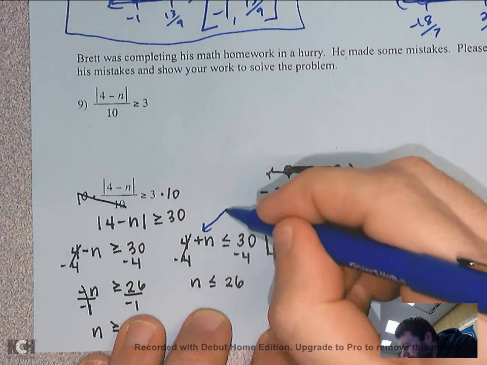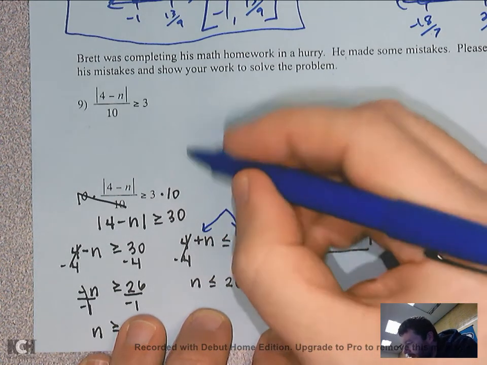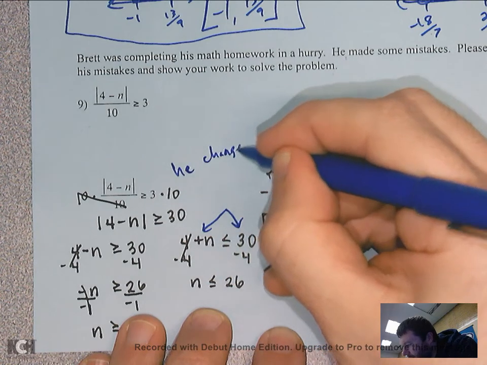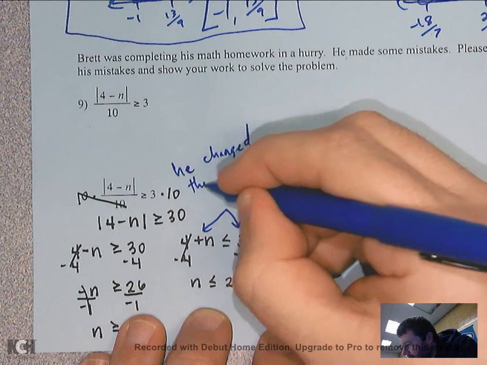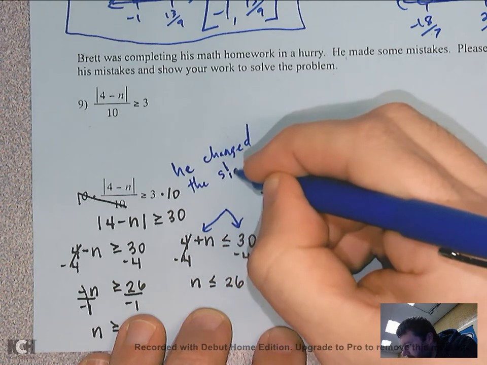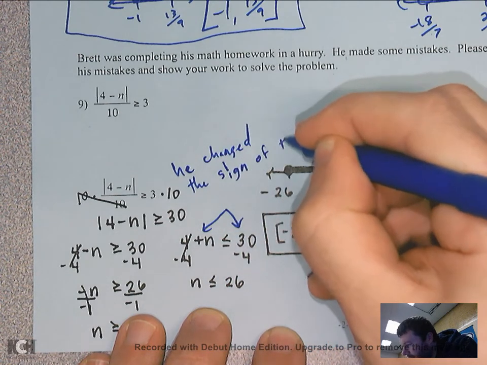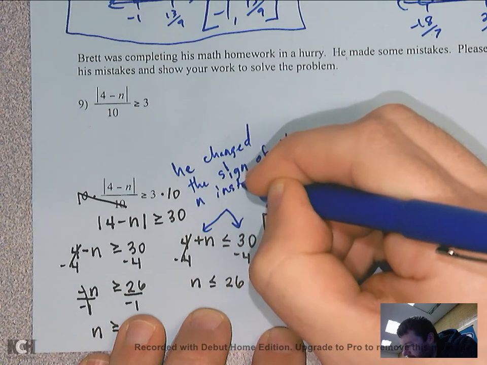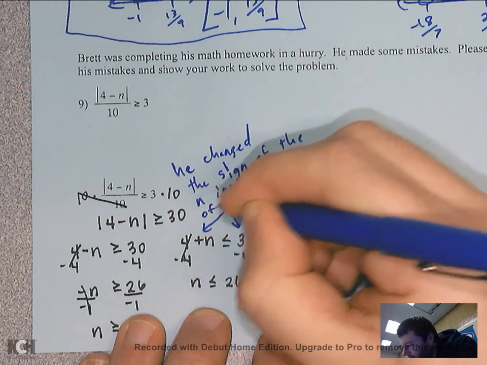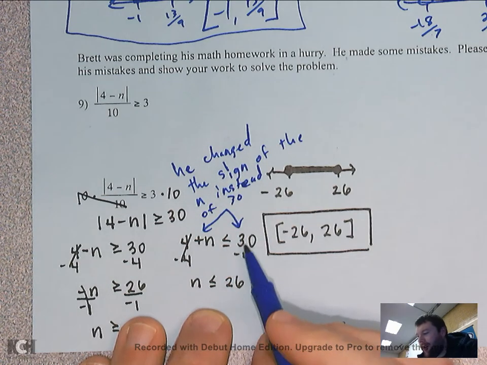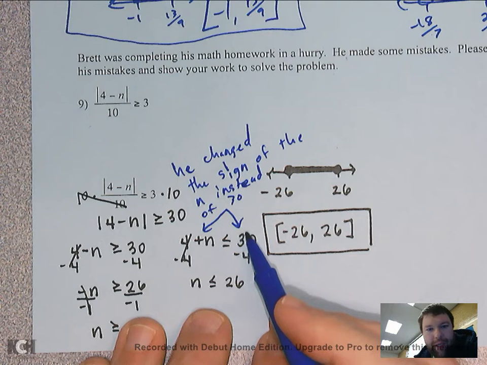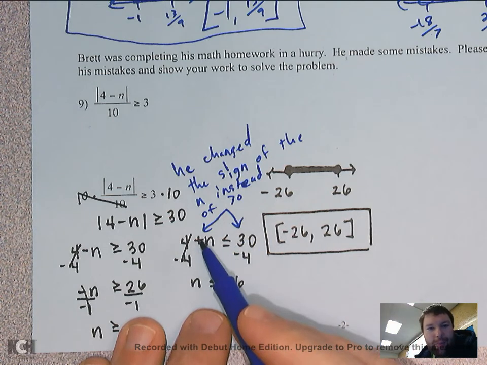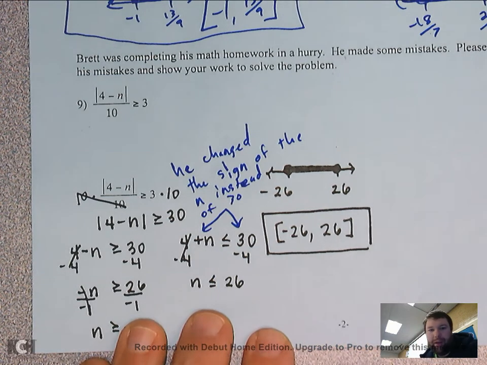So when he split it, he changed the sign of the n instead of 30. Because you want to change this sign right here, right? The 30 should become negative. He did flip the sign, so that's good. But he changed this n to a positive when it's the 30 that needs to become a negative.